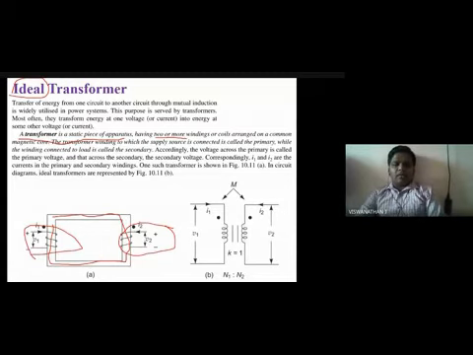The voltage across the primary is called primary voltage and the current is primary current. The same way, the secondary voltage and secondary current are there. The primary parts are represented by 1 and the secondary parts are denoted by 2.